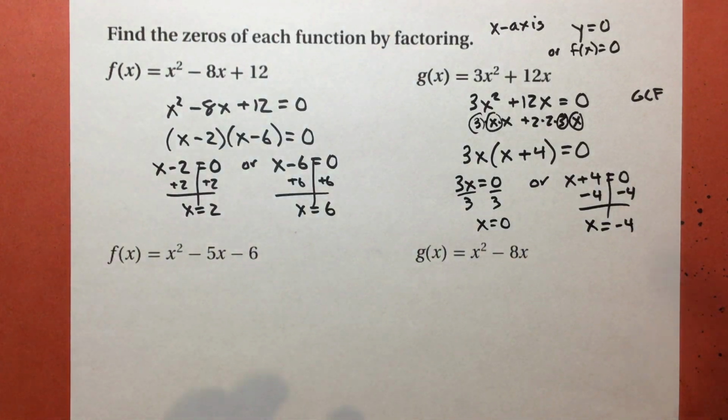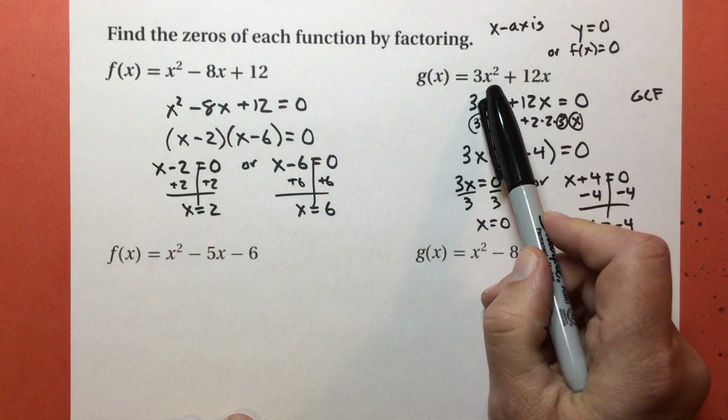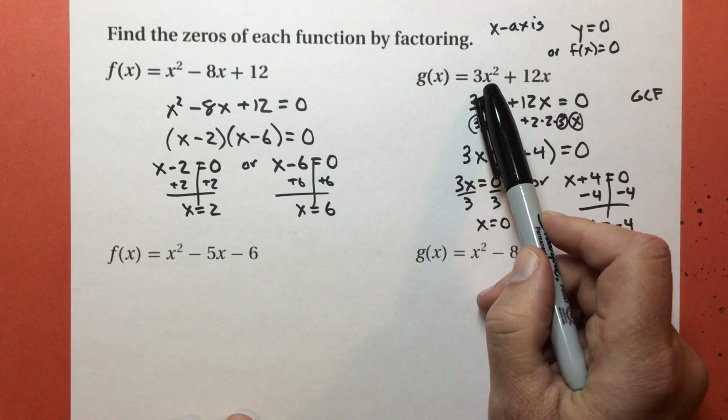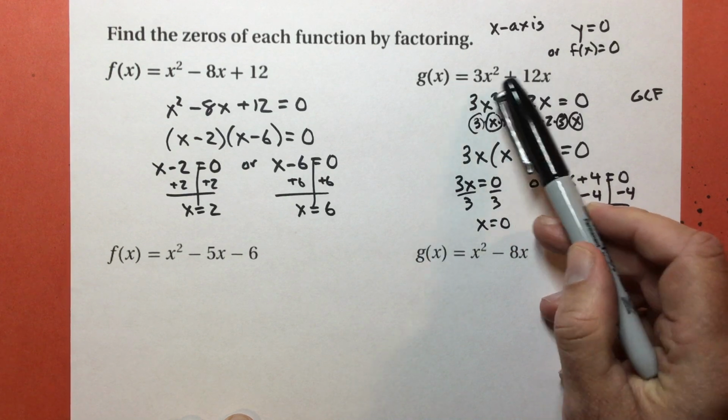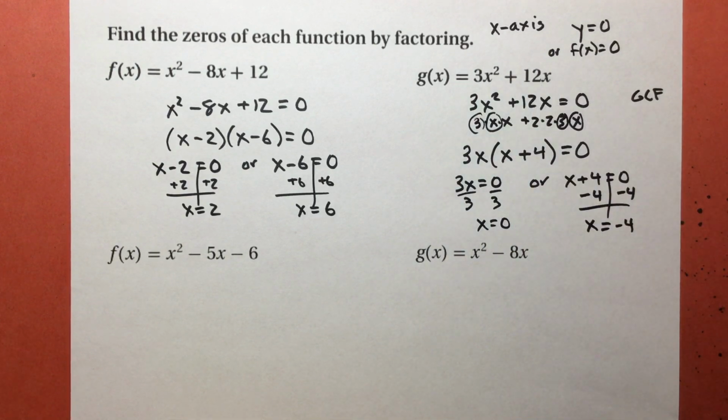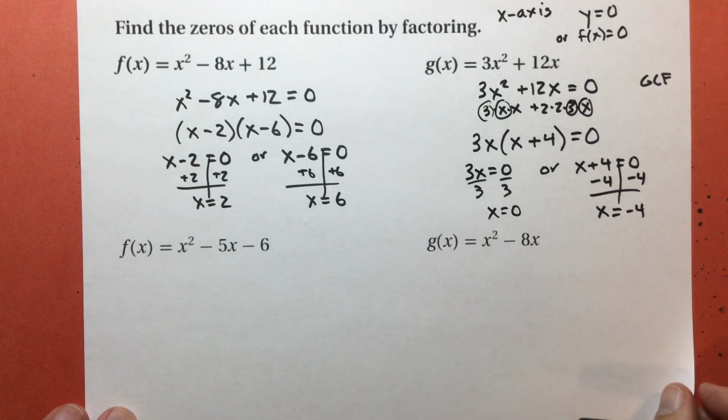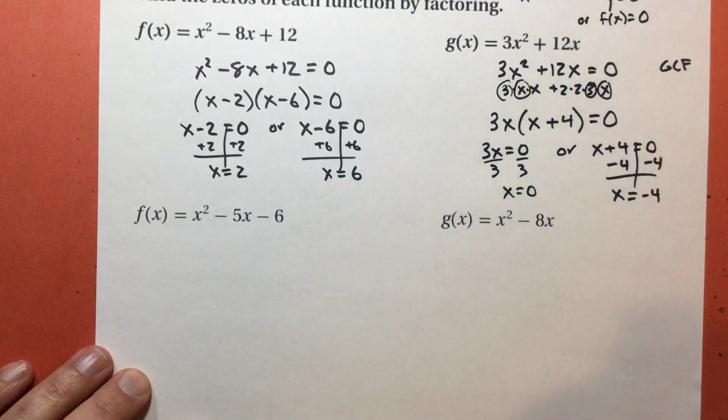So let's check that. Negative 4 squared is 16. 3 times 16 is 48. 12 times negative 4 is negative 48. 48 plus negative 48 is going to equal 0. All right. I'll pick up the speed a little bit for these two problems.